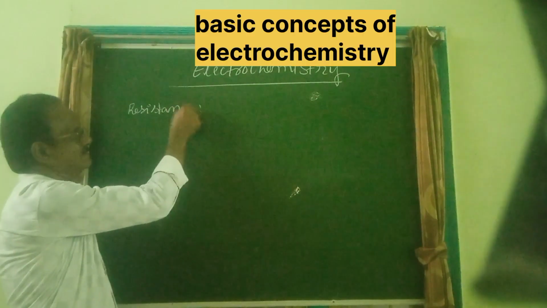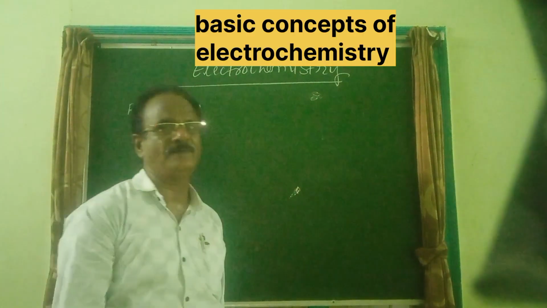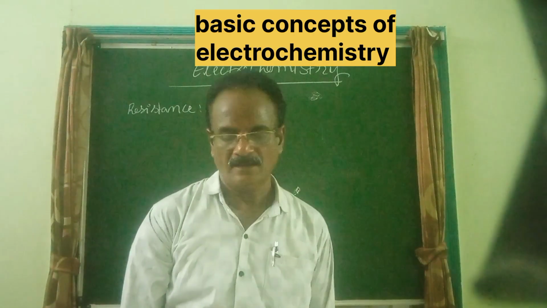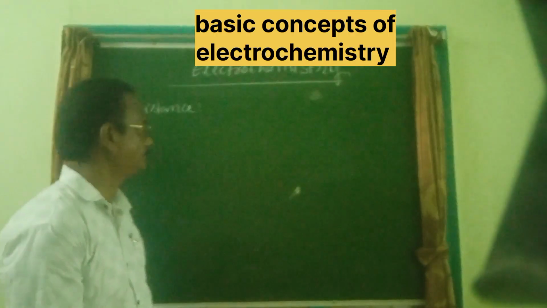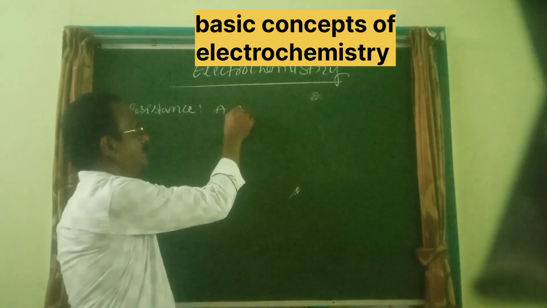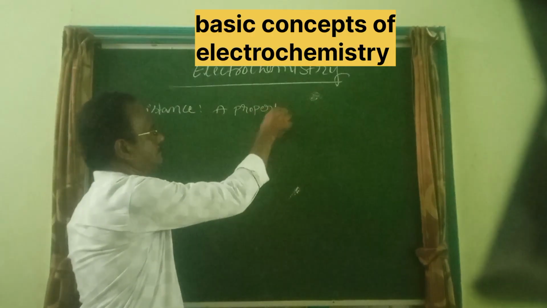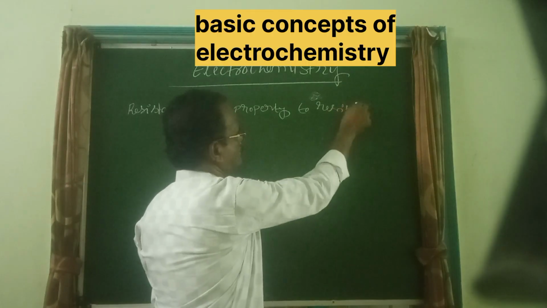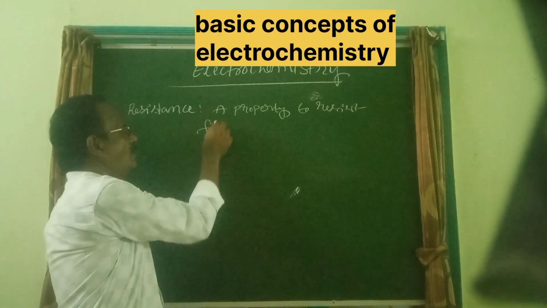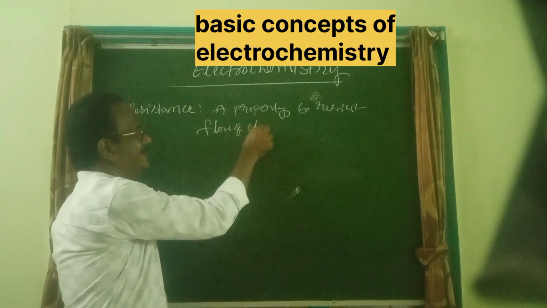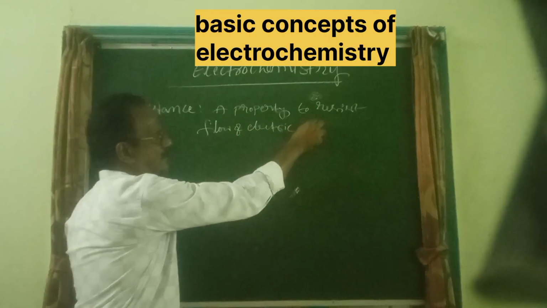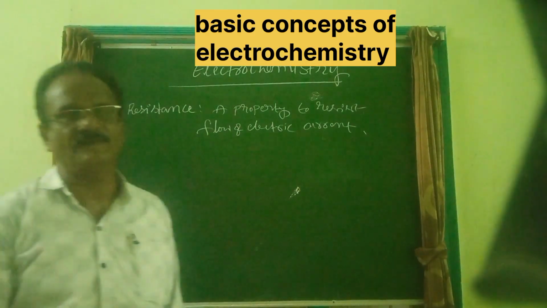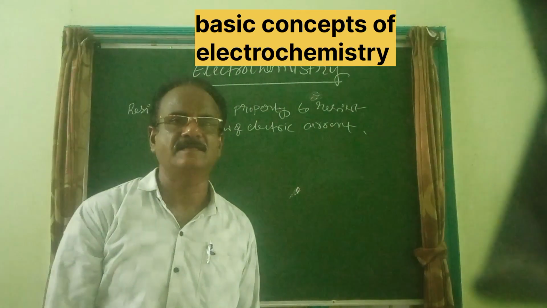Resistance. Resistance is a property of a substance to restrict the flow of electric current. That is said to be resistance. A property to resist flow of electric current. So in case of electrochemistry, the resistance is to be considered as electric resistance.